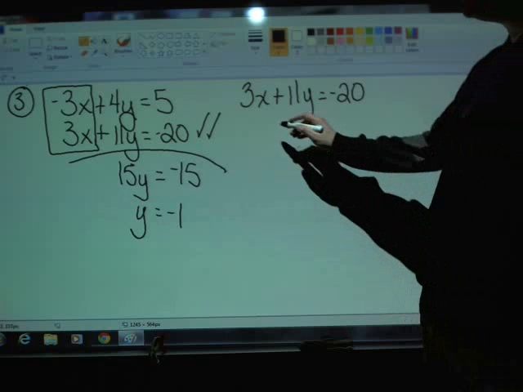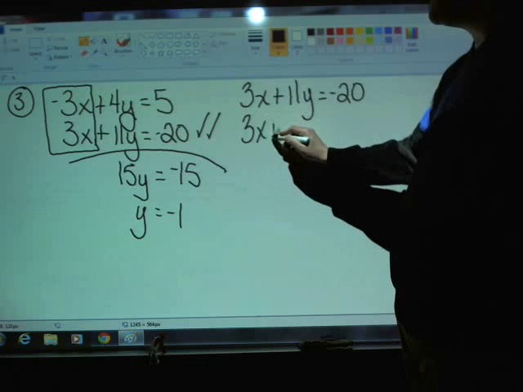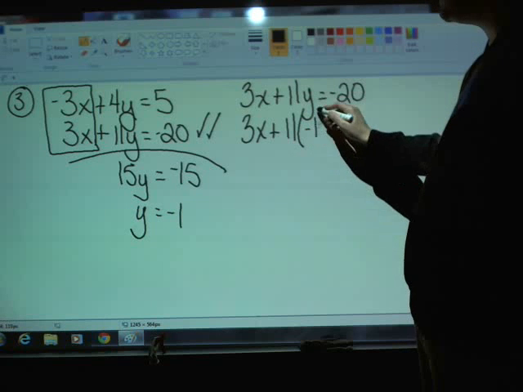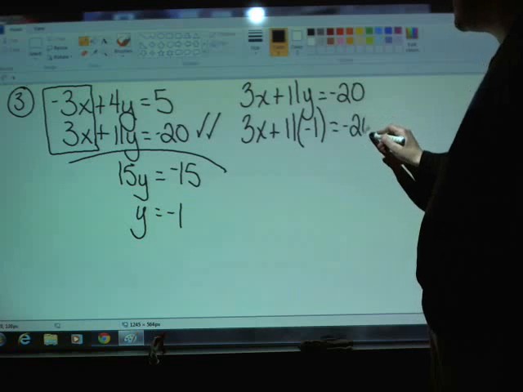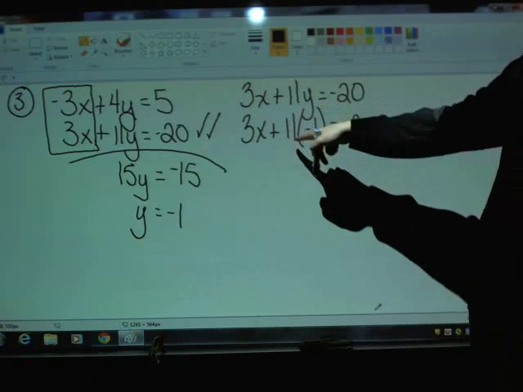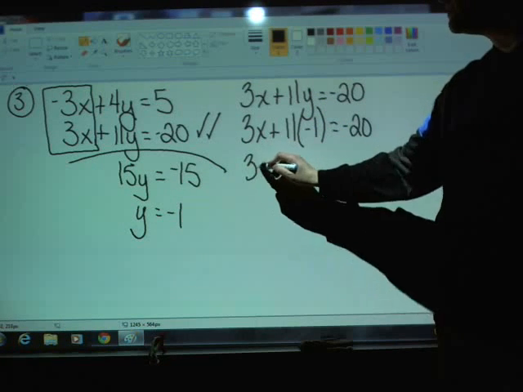All right, so I'm changing y into negative 1. So this is 3x plus 11 times negative 1 equals negative 20. I've got 11 times negative 1 in the middle. That's negative 11.